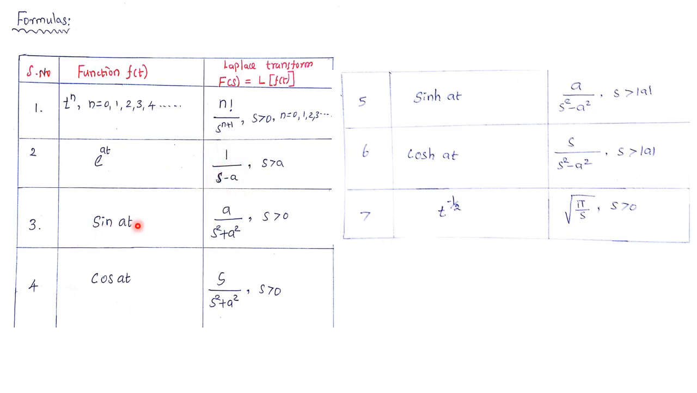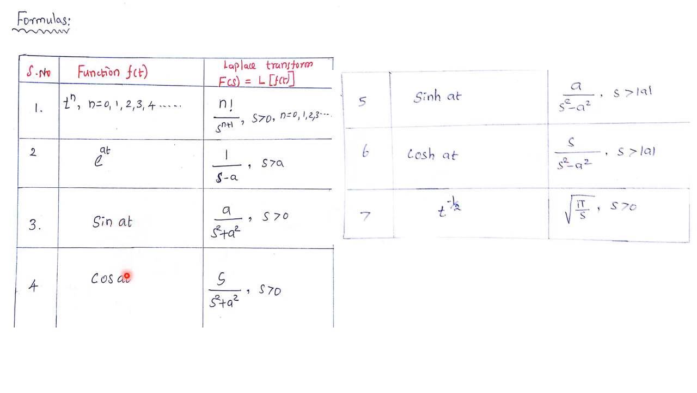Next one, sin a t. The Laplace transform of sin a t is equal to a divided by s square plus a square. Then the Laplace transform of cos a t is equal to s divided by s square plus a square. Next, fifth formula, sin h a t. Here h indicates the hyperbolic function. Sin h a t is equal to a divided by s square minus a square. The condition should be s greater than the modulus of a. Cos h a t is equal to s divided by s square minus a square.